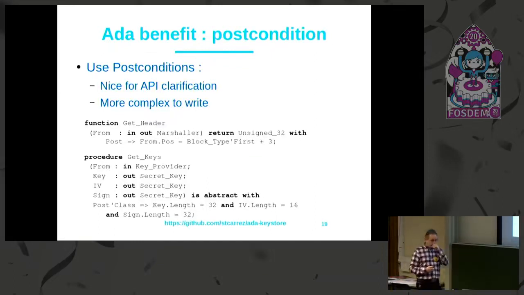Postconditions are also used to clarify an API. For example, I have some internal API, some public API, which is get keys, and this API must fulfill this requirement, which is that the key lengths, the IV lengths, the sign lengths, which are out parameters, have to return a value which is exactly this length as parameter, as value.